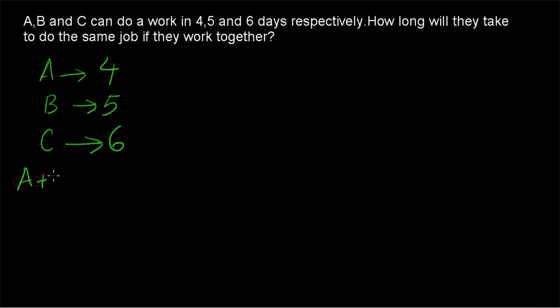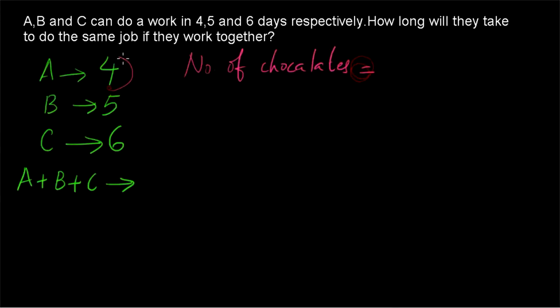So if A, B and C are working together, how many days will they take to finish the same job? So here too we are using the chocolate approach. So we have to write down what's the number of chocolates, and number of chocolates is equal to the LCM of 4, 5 and 6. So we know the LCM of 4, 5 and 6 is equal to 60.